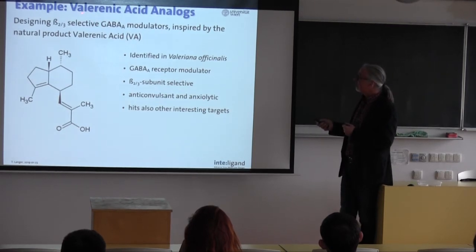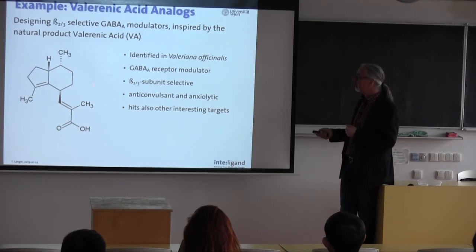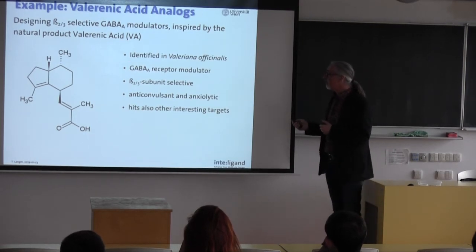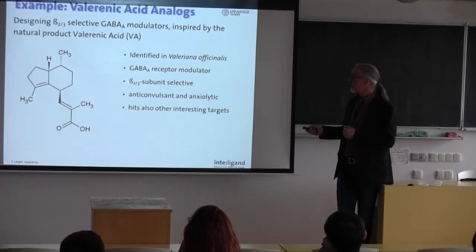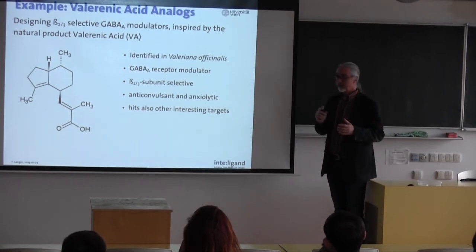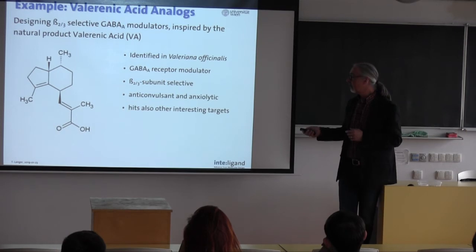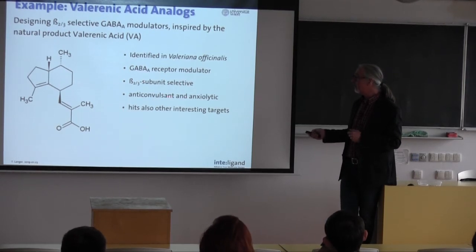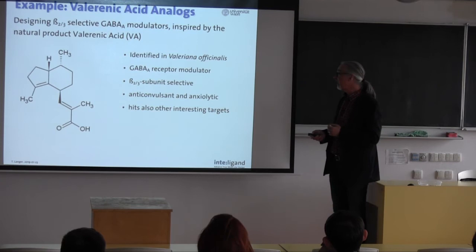Another example is analogs of valerianic acid. Actually, this is this compound here, the acid and also the amide, is a strong GABA receptor modulator and subtype selective. So the GABA receptor is an ion channel that is built up out of 5 units, and they are called alpha and beta units, and so there are beta 2, beta 3 subunit selective, and this is related to anticonvulsant and anxiolytic activity actually.